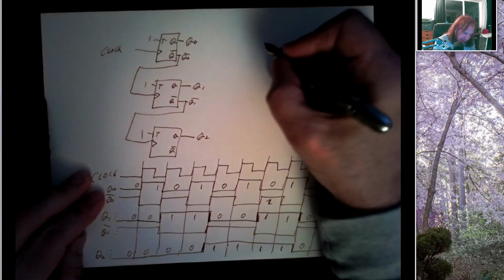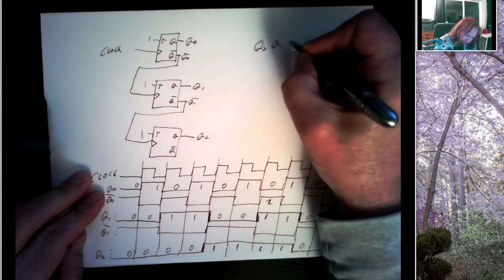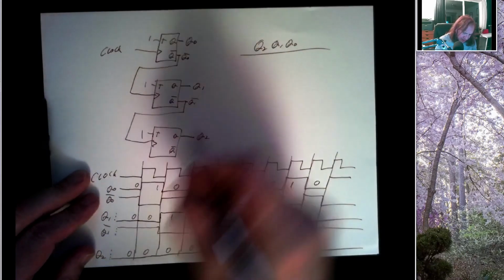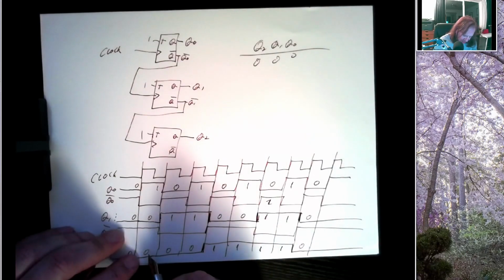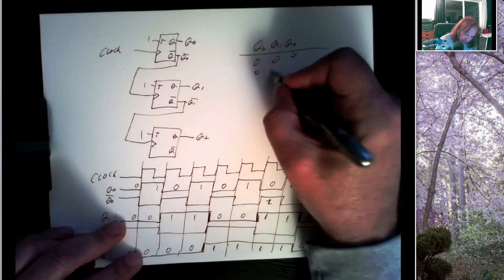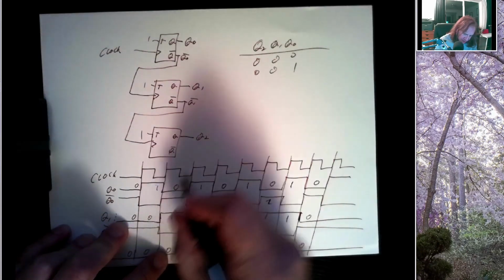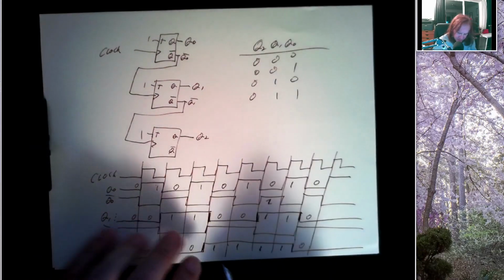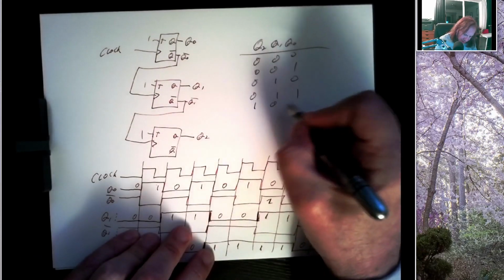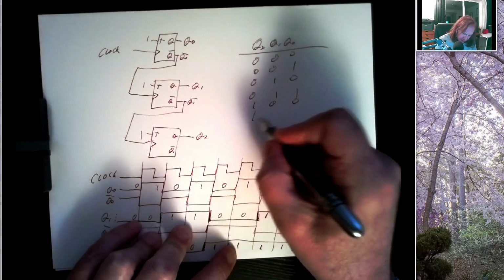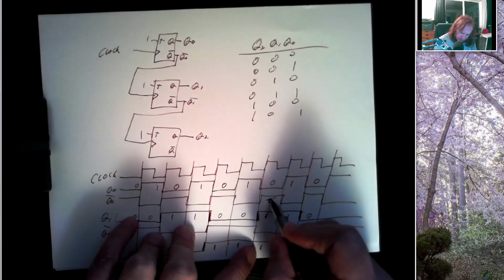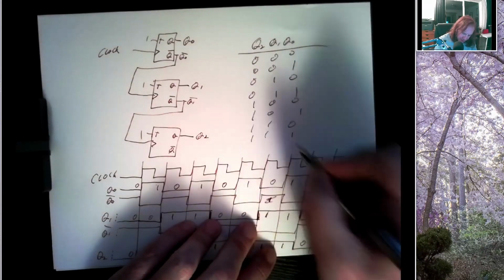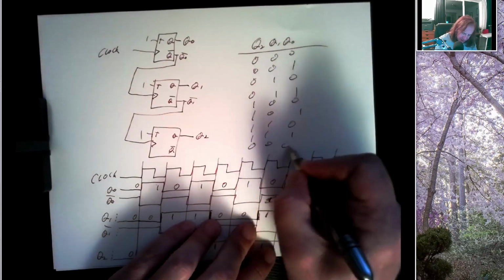So if we make a table of Q2, Q1, Q0 over time, what do we have? 0, 0, 0. And then right here, 0, 0, 1. And then here, 0, 1, 0. And then here, 0, 1, 1. And then 1, 0, 0. 1, 0, 1. 1, 1, 0. And then 1, 1, 1. And then back to 0, 0, 0.